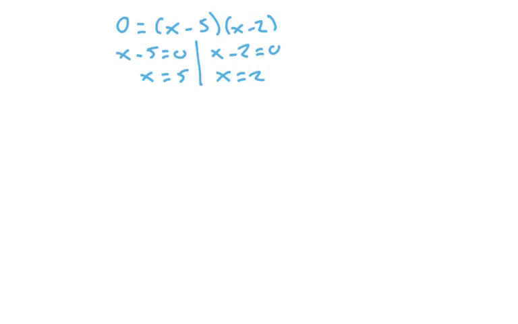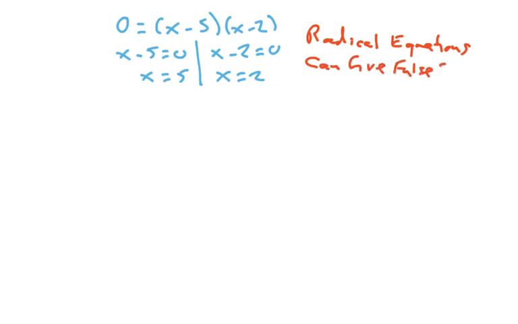We do need to remember, though, that radical equations can give you false solutions. So when you get possible solutions to a radical equation, you do have to check them. So we're going to check both of those in the original equation. The original equation, in case you didn't remember, is the following. It was the square root of x minus 1 plus 3 is equal to x.